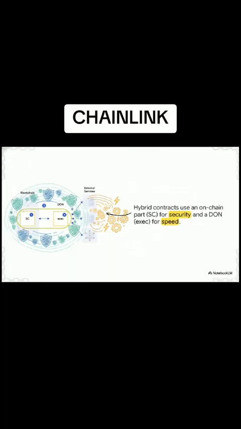A hybrid contract basically splits the work. It has two parts. You've got the on-chain smart contract, the SC, which does what blockchains are amazing at, holding assets securely and being that final source of truth. And then you have the off-chain exec part that runs on the DON. This is the workhorse. It does all the heavy lifting, all the computation, the data fetching, before it reports a single simple answer back to the chain.